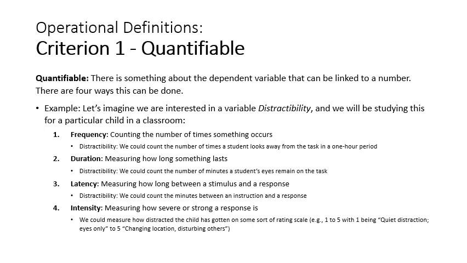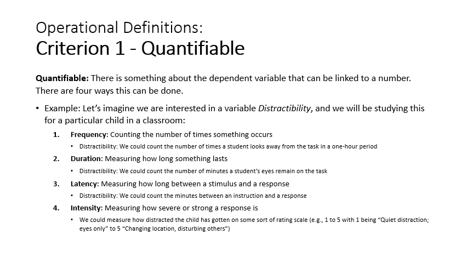Latency, measuring how long between a stimulus and a response. So like a delay, you can think of delay, latency. In our distractibility example, we could count the minutes between an instruction and a response. So again, we're counting the time in which something isn't happening, like we're counting a delay, even though we're still counting time. And the fourth way is intensity, measuring how severe or strong a response is.